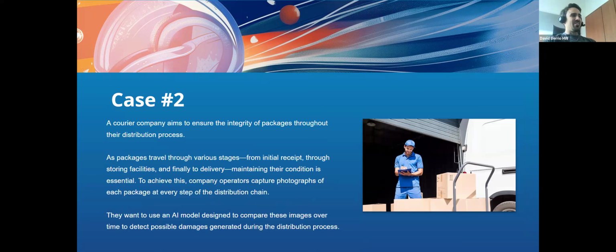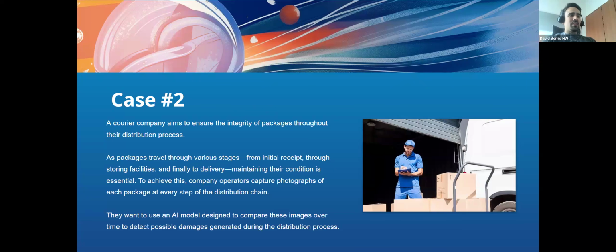So let's say you are a courier company that aims to ensure the integrity of packages throughout your whole distribution process. Packages are always at risk of receiving damage. They go through different stages, from the initial receipt to different storing facilities, and finally to delivery to the final client. And for courier companies, it's crucial that they can maintain the good condition of the packages that they are delivering.